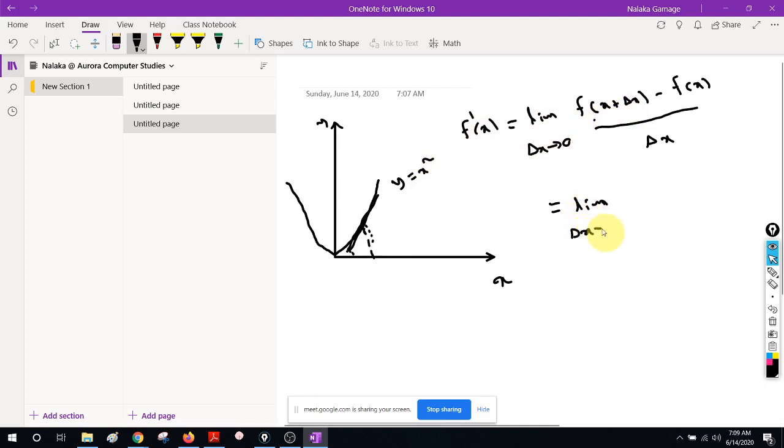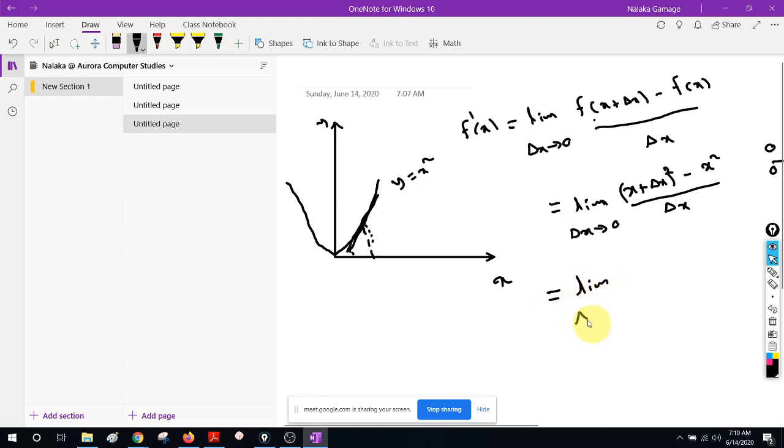Limit delta x tend to 0, (x plus delta x) squared, because my f(x) is now x squared, minus f(x) is now just x squared, divided by delta x. Now if I apply delta x to 0, x squared minus x squared is 0, 0 divided by 0, no, it's not going to work. So therefore I have to do some further simplification. So let's keep on simplifying.